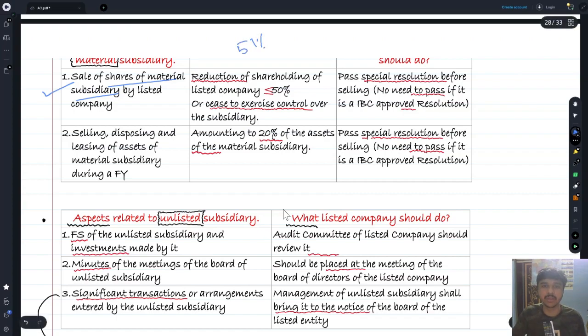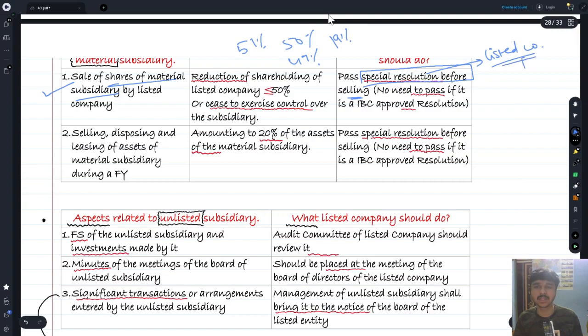Currently you are holding 51%. Now it is going to 50% or 49% because of this transaction. This is having the effect. Or you are ceasing to exercise control over the subsidiary, that is, you are even going below 20%, that is say 19%. Then what the listed company should do? It should pass a special resolution before selling. Who will pass this special resolution? Listed company is going to pass, brother.